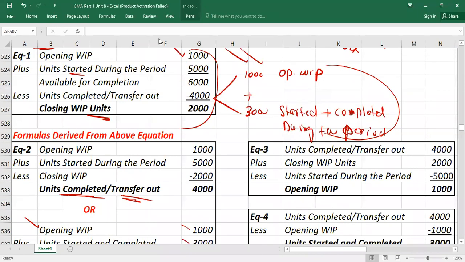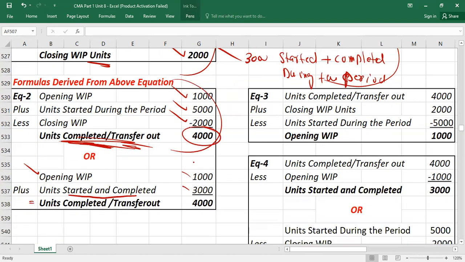How? I'll take opening work in process plus unit started minus closing work in process. Again, I will get unit started. Sorry, unit transfer out, or units completed. Why am I telling you all these possibilities? The reason is because in the question, he will give you data in different ways. You should know from different angles how you can reach this specific value. Maybe in the exam question, he will tell you this data and you need unit transfer out. So you will follow this. Or maybe in the exam question, he will tell you this data. You should be aware of the possibility that you can calculate units transferred out by using this equation as well.